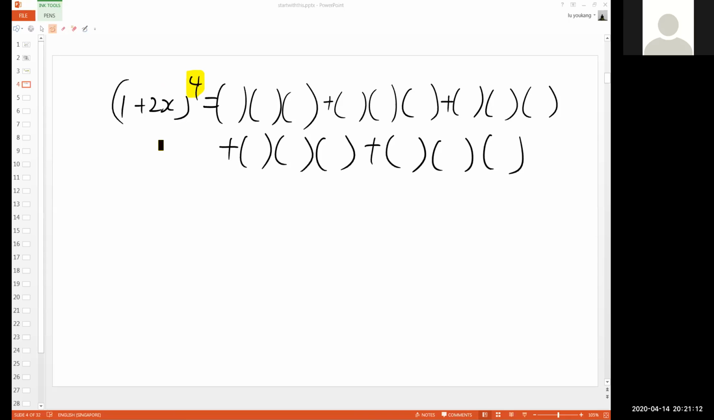Okay, so like I say, let's go back to the question. So you have power 4, right? So basically you need to have 5 terms, right? So this is your first, second, third, fourth, fifth. Okay, and now can I ask you? For this question, you will start with ascending or descending order. So it basically is up to you.